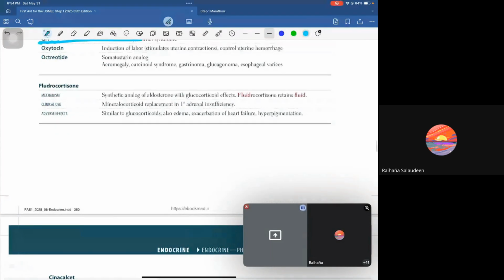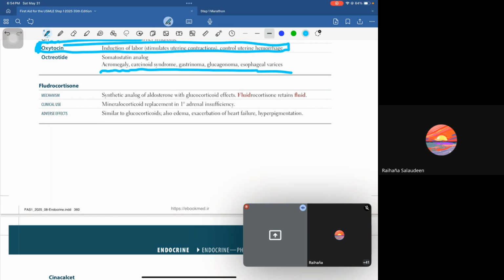So we have already covered octreotide, and how it's going to be used in acromegaly, carcinoid, gastrinoma, glucagonoma, and esophageal varices. And oxytocin. So oxytocin is used in two places, right? Remember that oxytocin is a drug that you can skip for now as well. Why? Because we are going to cover it in the reproductive portion in detail, right?